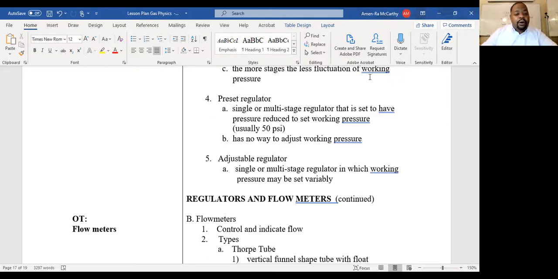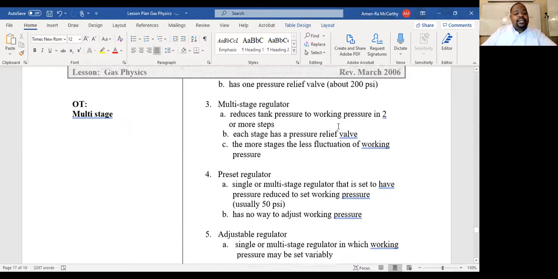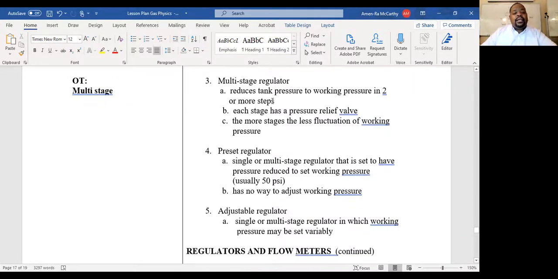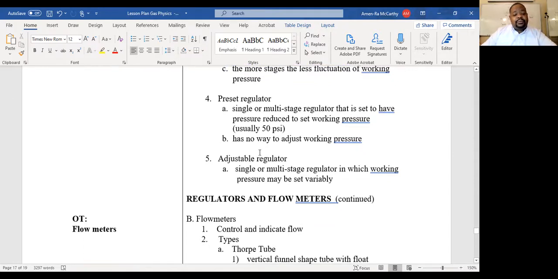Now, these are not going to be hard to distinguish on the test, okay? You need to know that they're either single stage or multi-stage, right? And to know how many stages it is particular, you count the pressure relief valves, okay? Each stage has a pressure relief valve. So I can count those if I want to know specific. Preset is set to whatever you got it set to and you can't change it. And adjustable can be changed, okay?